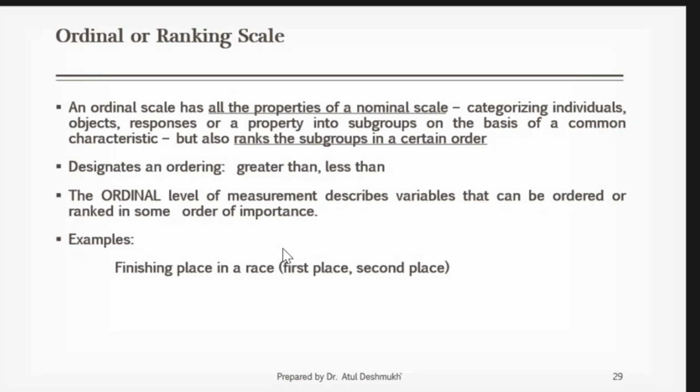Similarly, in the race, the person who finishes first will be rank number 1. Right? So it has a certain order, natural order or order of importance. Just now I gave you two examples. The example mentioned is finishing place in a race, that is first place, second place, or consecutive places. Any doubt in this? Ordinal scale or ranking scale? Easy to understand?